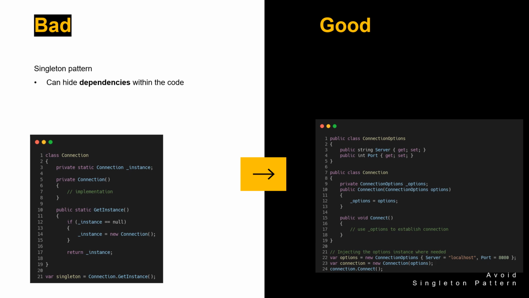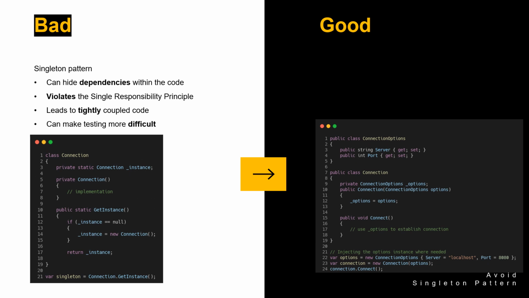It also violates the single responsibility principle, as the singleton class is responsible for both creating and managing its own instance. In addition, the singleton pattern can lead to tightly coupled code, which makes it difficult to change or modify the code without affecting other parts of the application. It can also carry state throughout the lifetime of the application, which can make testing more difficult and may require tests to be ordered in a specific way. Overall, it is generally considered a good practice to avoid the singleton pattern whenever possible in order to create more flexible and maintainable code. As shown in the slides, you should use the options pattern instead of the singleton pattern.